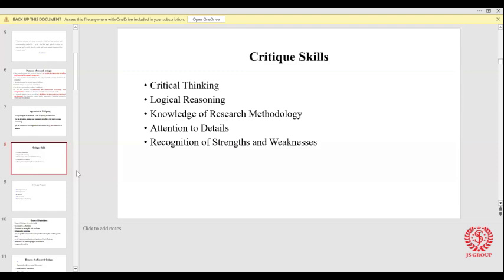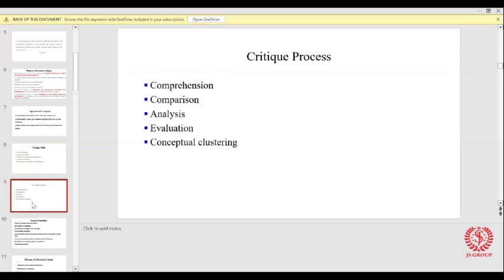Then recognition of strengths and weaknesses. He should be a capable person to recognize the weaknesses of the research report and the strengths of the researcher's report. Then critic. Next one is the critic process. The critic process is comprehension, comparison, analysis, evaluation, and conceptual clustering.